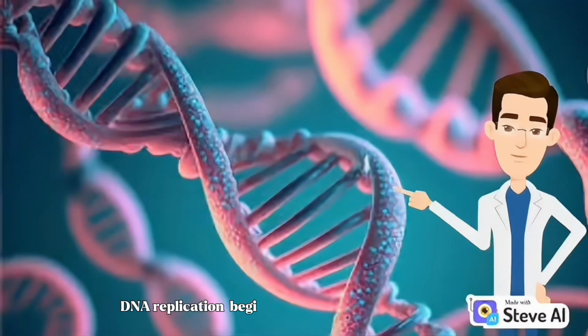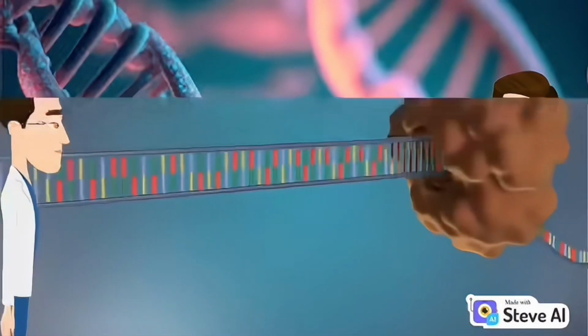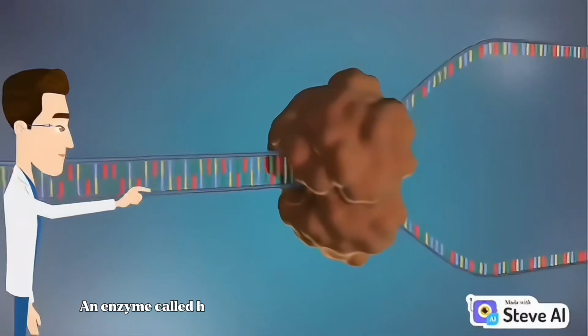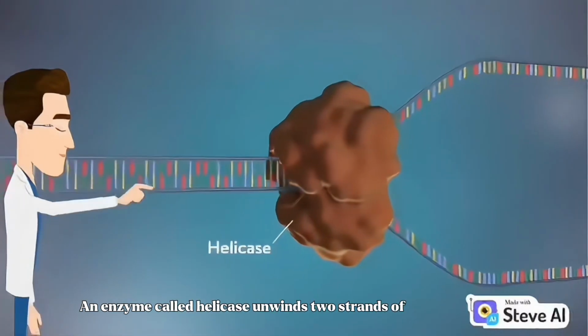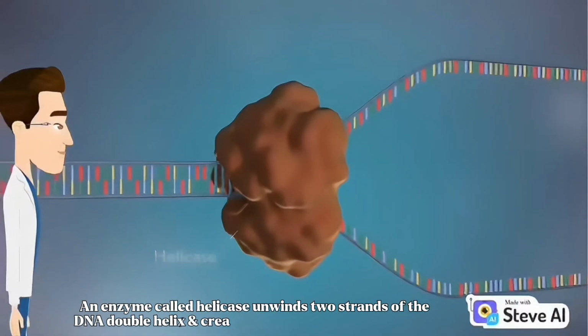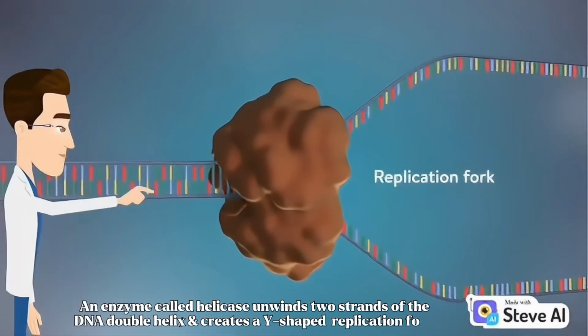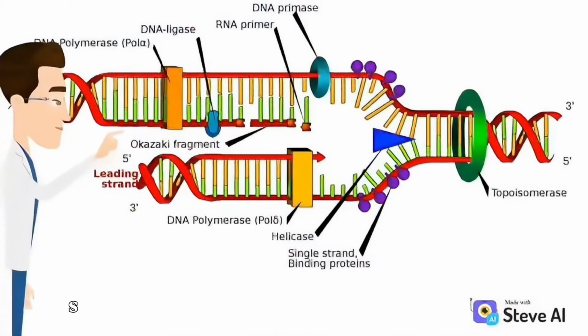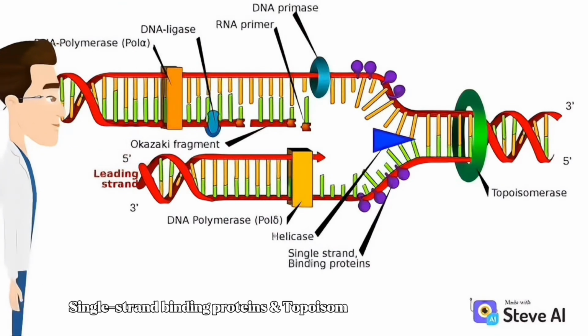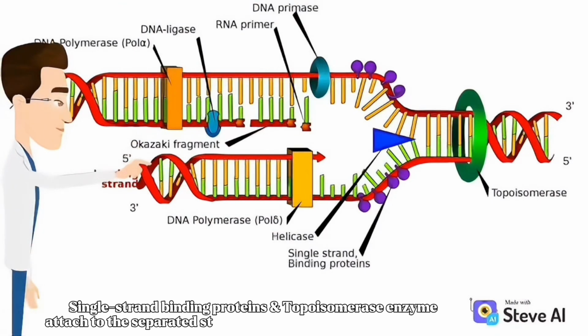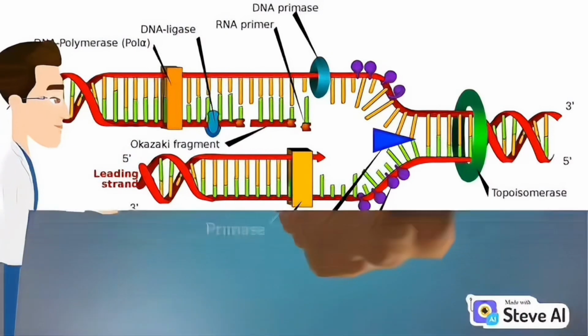DNA replication begins at specific points on the DNA called origin of replication (ORI). An enzyme called helicase unwinds the two strands of the DNA double helix and creates a Y-shaped replication fork. Single-strand binding proteins and topoisomerase enzyme attach to the separated strands to prevent them from rejoining.